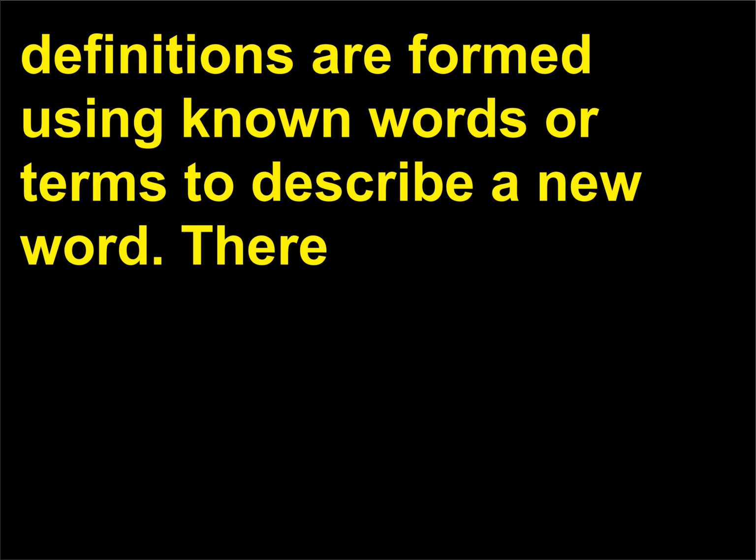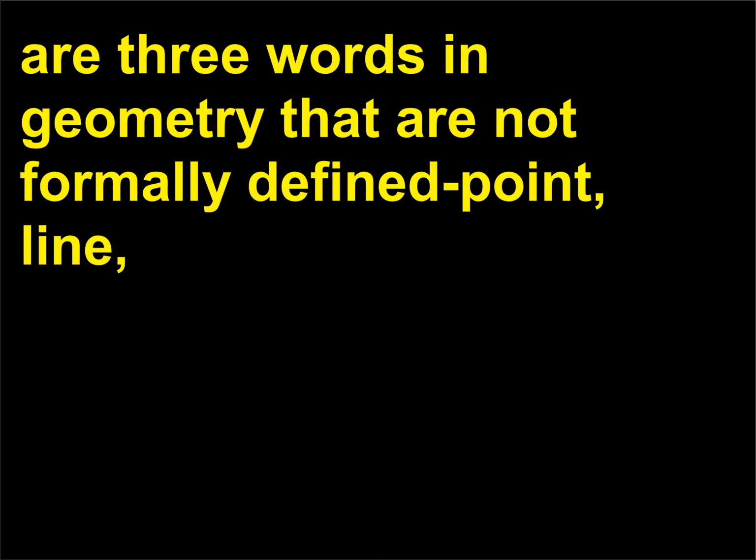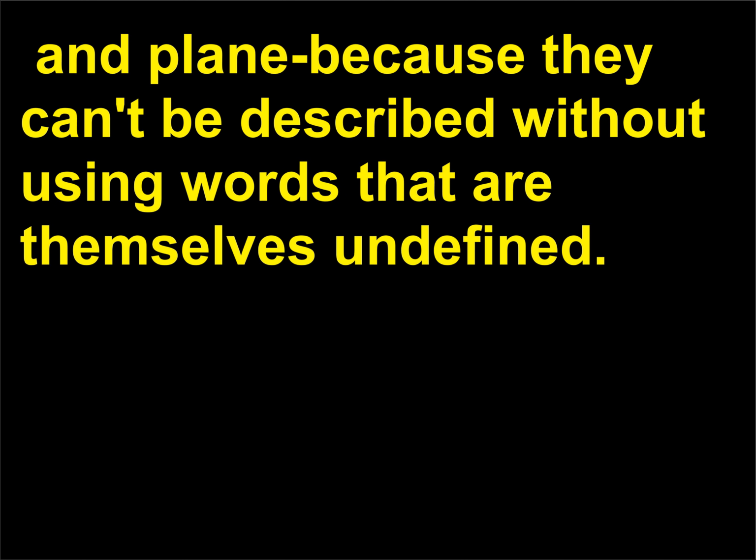There are three words in geometry that are not formally defined: point, line, and plane, because they can't be described without using words that are themselves undefined.